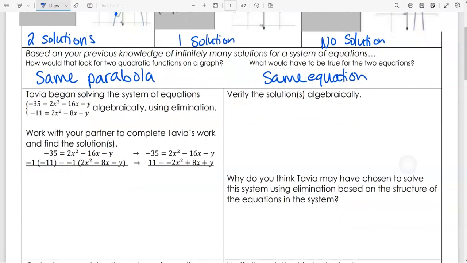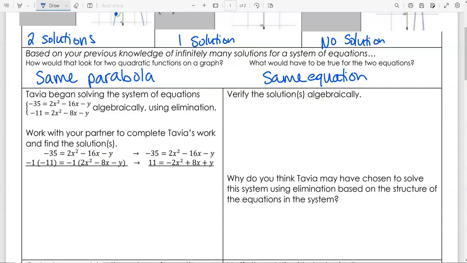Tavia began solving the system of equations. She has negative 35 equals 2x squared minus 16x minus y, and negative 11 equals 2x squared minus 8x minus y. She decided to do it algebraically with elimination. She has started the problem, and we're going to help her finish it. It looks like she took the bottom equation and multiplied it by negative 1, to make it 11 equals negative 2x squared plus 8x plus y.